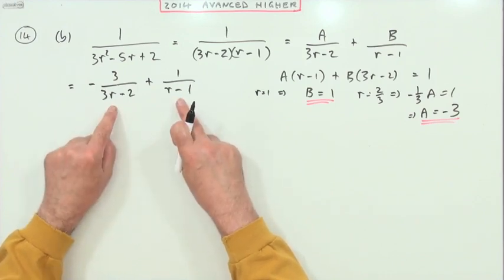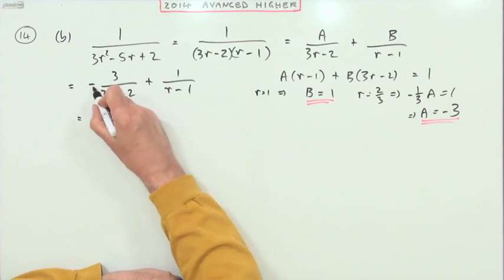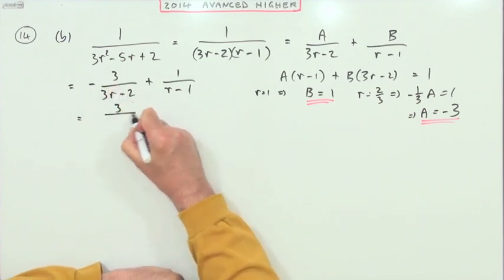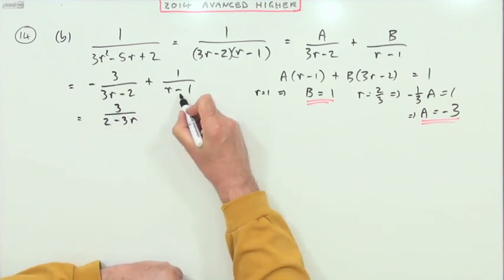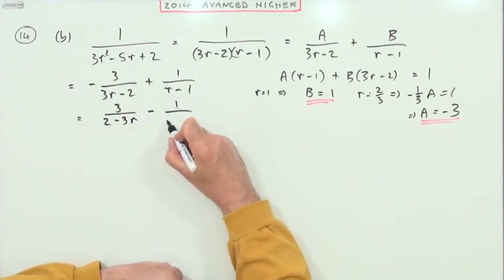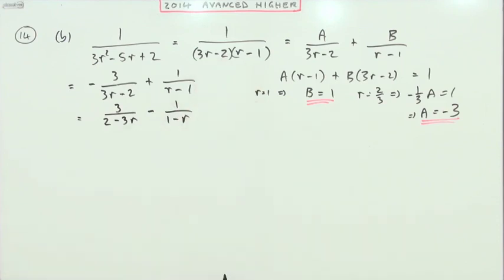And look, they're the wrong way round. That's easily taken care of. Use that negative to reverse that denominator: 3 over 2 minus 3r, ding ding, and change that to a negative so you can reverse that denominator. There you go, there's the other one.